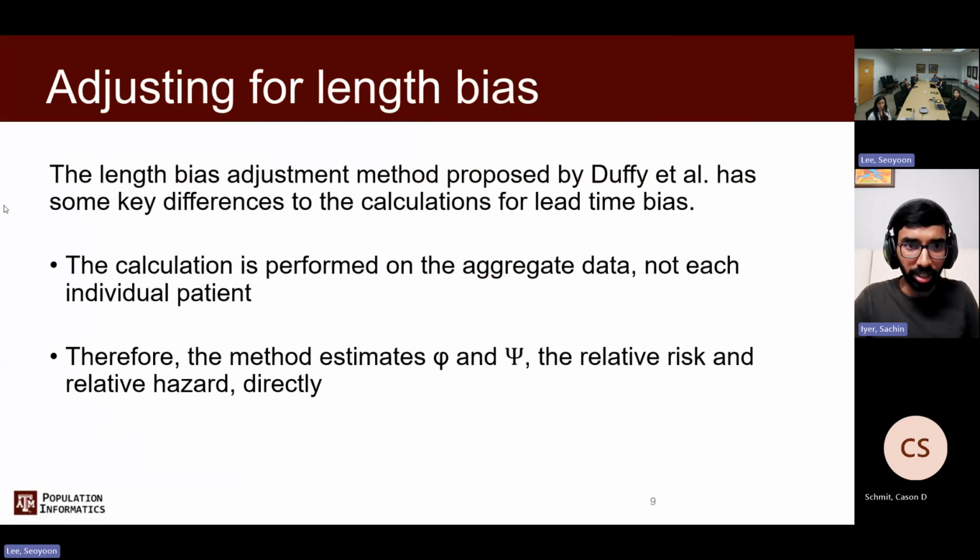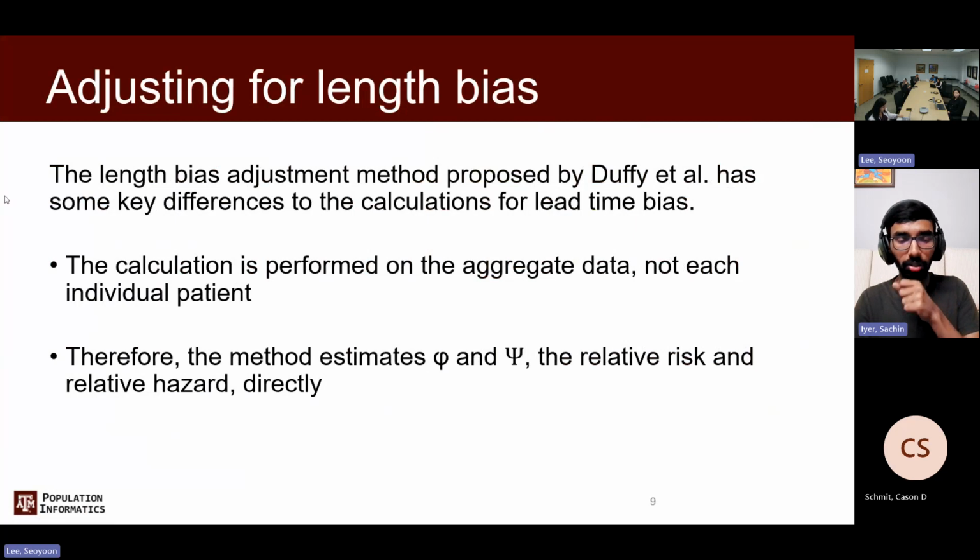For the length time bias, it has some key differences compared to how lead time bias is calculated. In the case of length time bias, the calculation is performed on the aggregate data rather than for each individual patient. So this method directly estimates the relative risk and relative hazard when comparing patients with screening and patients without screening.